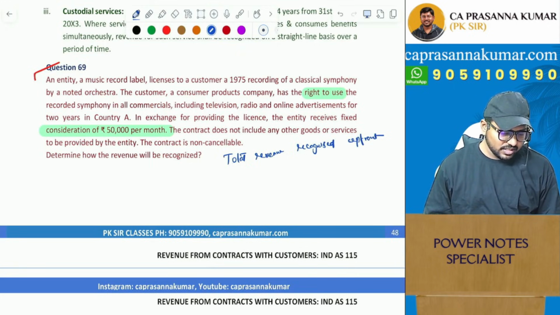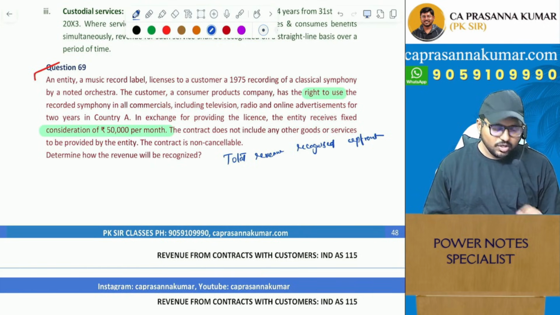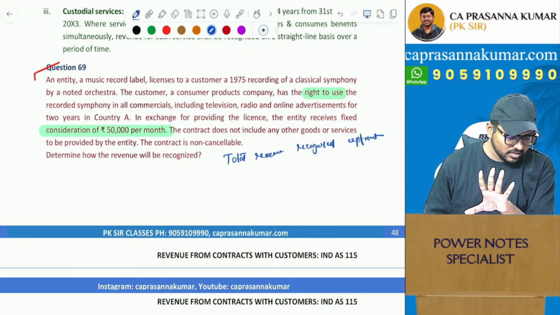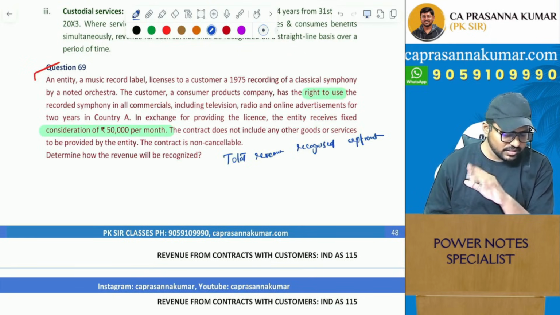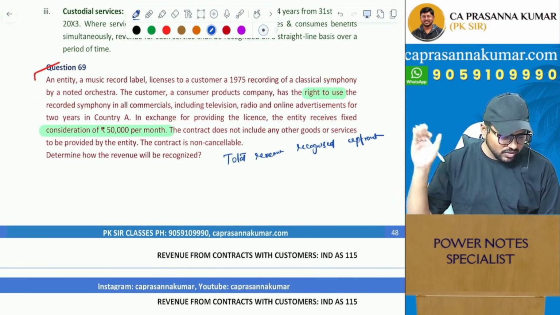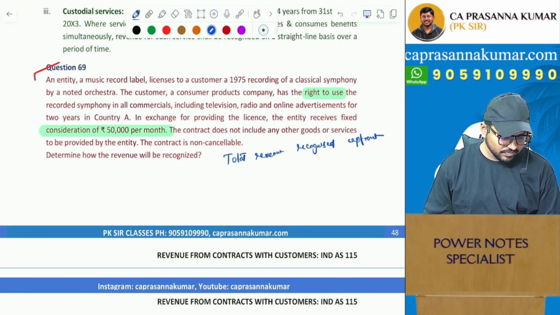Monthly payments are irrelevant. They have nothing to do with things here. Your performance obligation is granting the license. Is it granted? Yes, at a point of time. The moment the license is granted, you have to recognize the entire revenue. Clear? Even if you don't know the rest, just write the sentence: total revenue has to be recognized upfront. That's all. Clear?